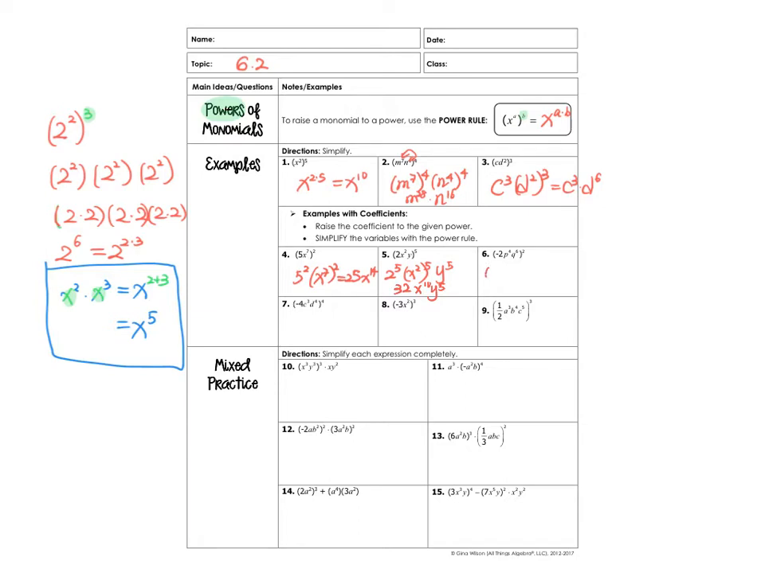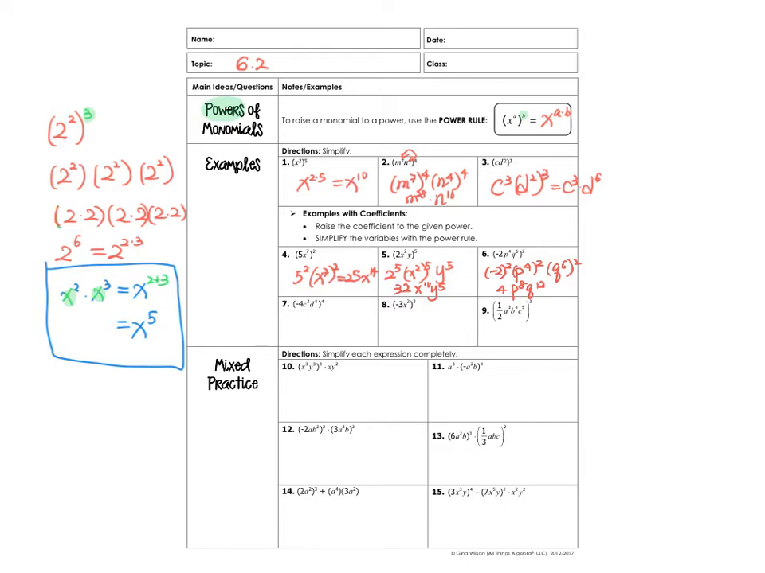Okay? Negative numbers, use parentheses before you distribute. Each term, use parentheses, q to the 6th. And now you should have 4p to the 8th, q to the 12th, because 6 times 2 is 12.